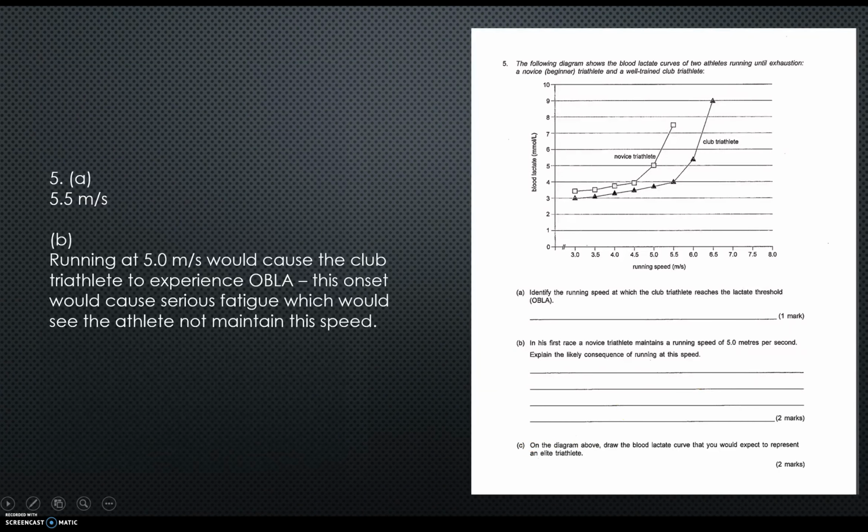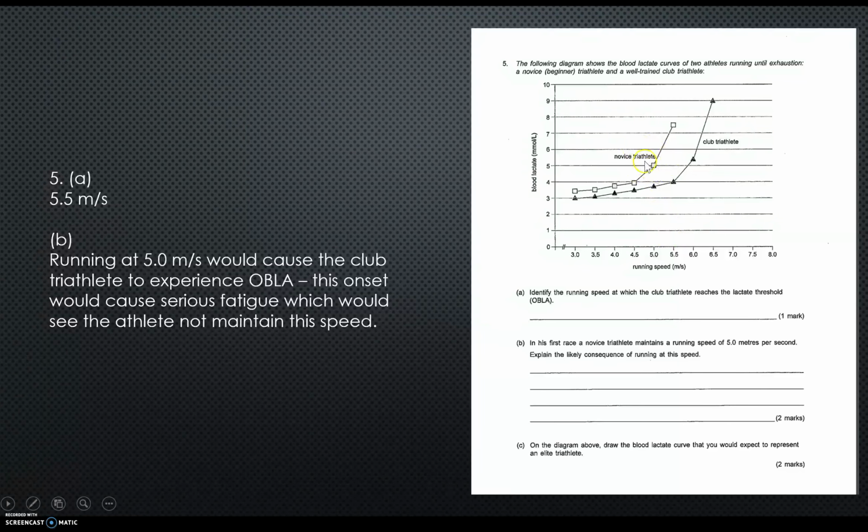All right, so another diagram here. We can see the novice triathlete, at a lower running speed, gets a higher blood lactate level. So they had that rise at a lesser speed than the club triathlete. So identify the running speed where the club triathlete reaches its lactate threshold. You're probably looking here at about 5.5 meters per second. In the first race, the novice triathlete had a running speed of 5 meters per second.